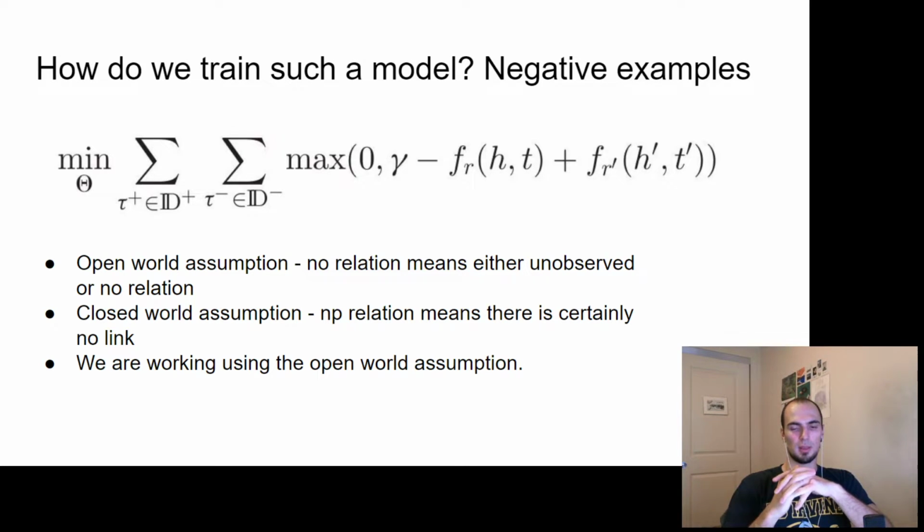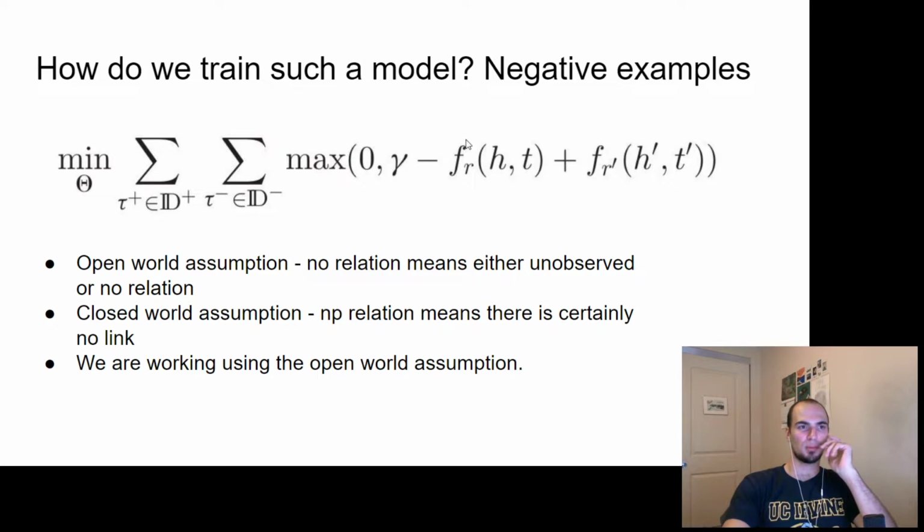It is important to say that this whole procedure for generating negative facts operates under the open world assumption. What it means is that we assume that unobserved relations mean either no relation or just a missing entry.